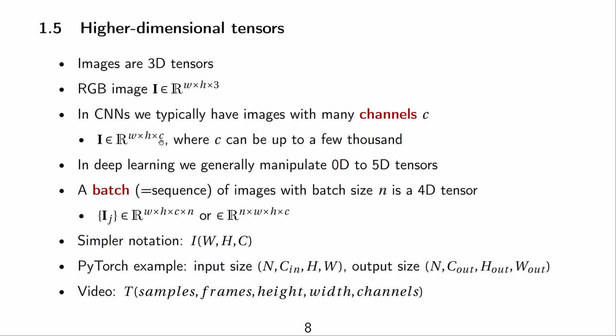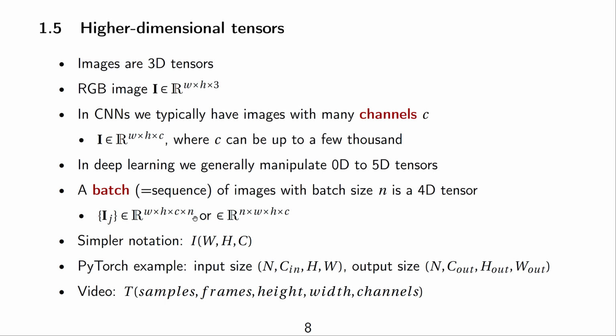Well, we need to consider that generally we not only process one element of data at a time, like one image at a time, we will do some batch processing, where a batch is a small set or a small sequence of, let's say, images. So let's say we have a small sequence of images and the batch size is n. That means we have n images. Then this gives us already a 4D tensor. So this sequence of images I_j will be an element of R with width times height times channels, and then what is the index of this image in the batch.